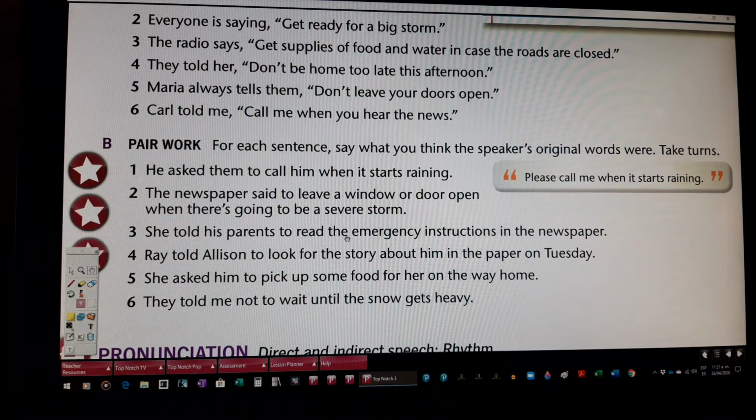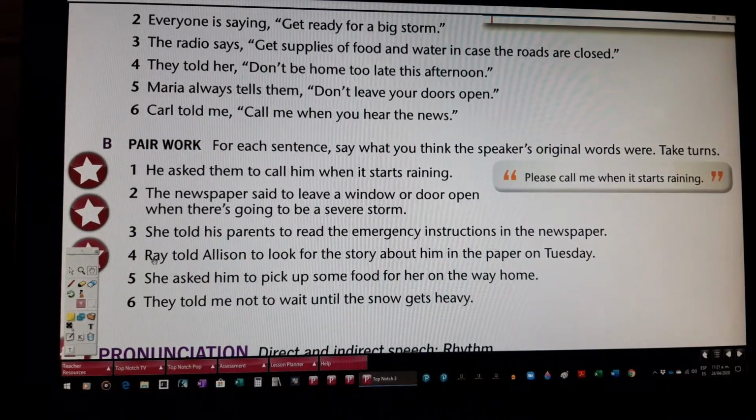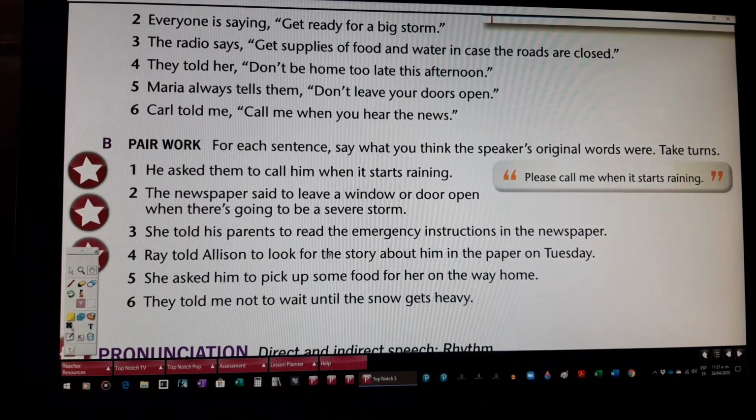Read the emergency instruction in the newspapers. That's all. Ray told Allison to look for the story about him in the newspaper on Tuesday. Original words: Look for the story about me in the newspaper on Tuesday. Okay? The original words here in number 5.